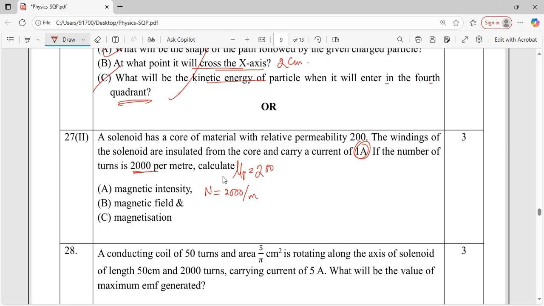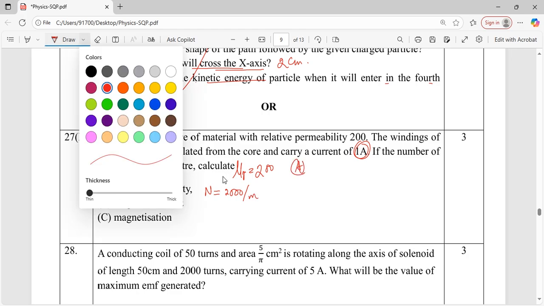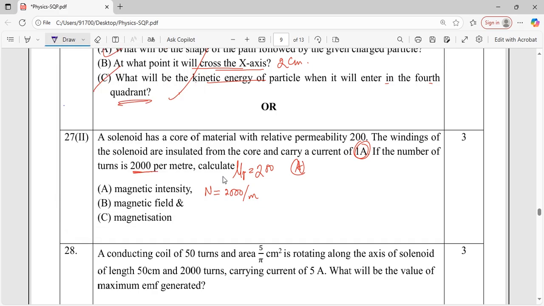First, how to solve for the magnetic intensity. The formula is H equals nI, where n is 2000 and I is 1 ampere. So we get H equal to 2 into 10 to the power 3 ampere per meter.